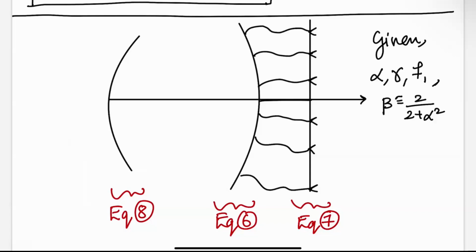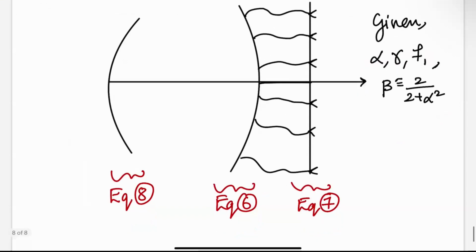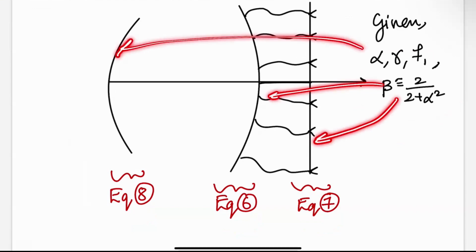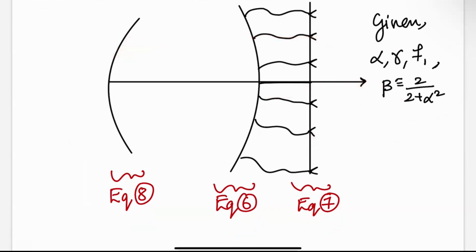Okay, so you're given these values, you're given all of this, and we want to find these, right? This geometry of this line, and this line, and now we have equations to do that. Okay.